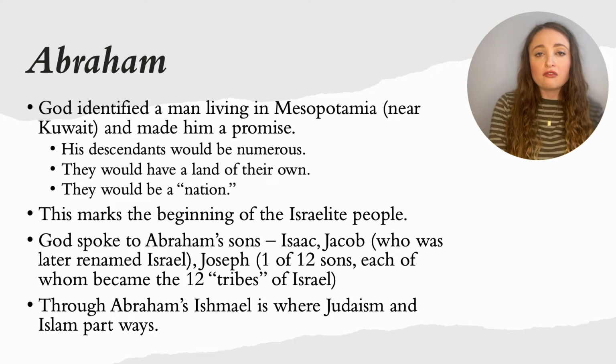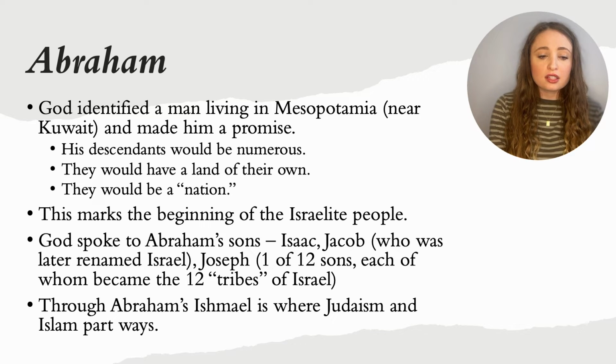So then, coming to a very important person from the Old Testament, we come to Abraham. God identified this man. He lived in Mesopotamia, or what we would say near Kuwait. And God made this man a promise. He promised Abraham that his descendants would be numerous, and that they would have a land of their own, and that they would be their own nation. And this was a huge promise, because at the time that God promises Abraham this, he is already pretty old, and his wife was barren. And so it was a big promise about what God was going to have for Abraham's future.